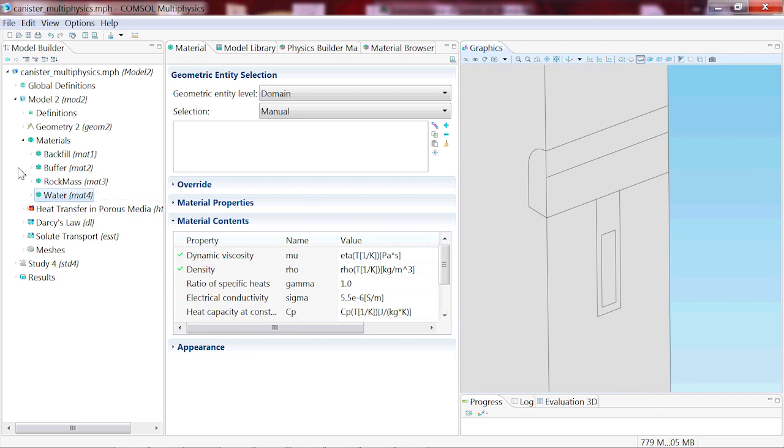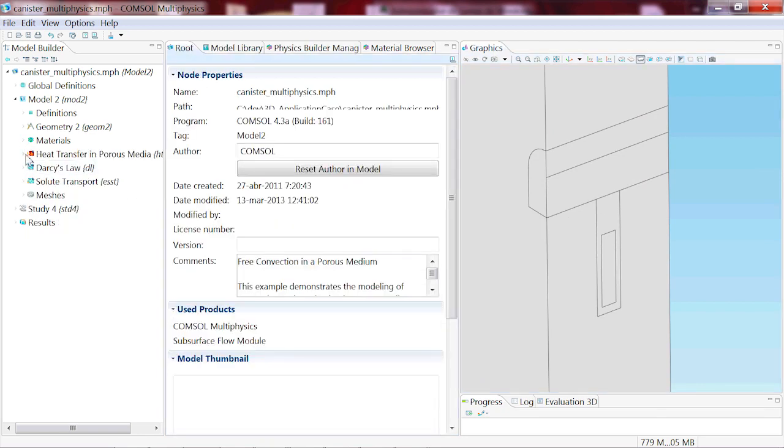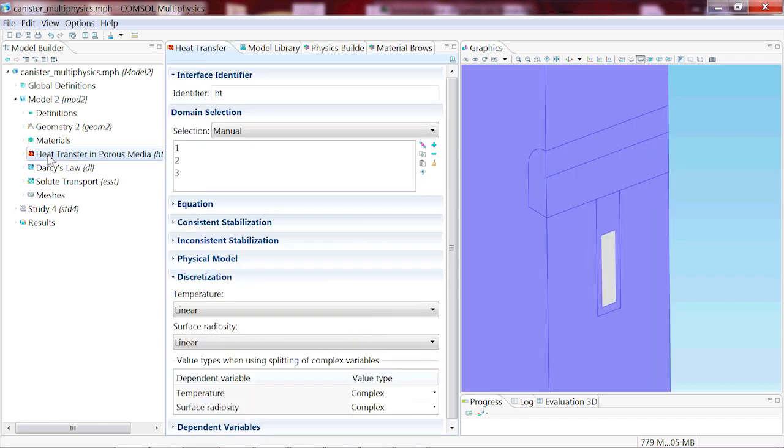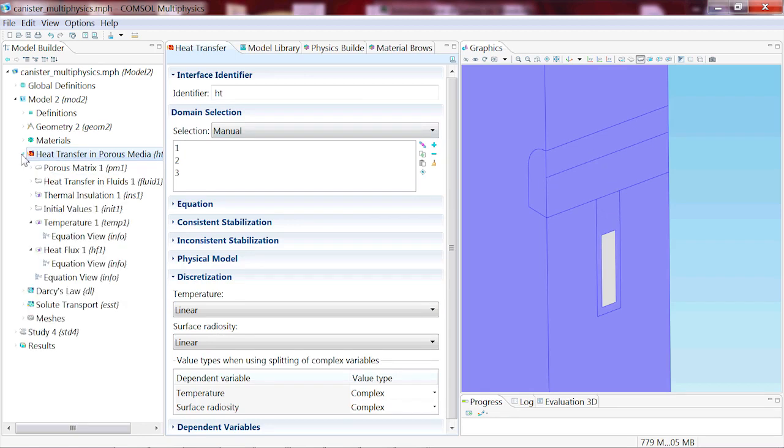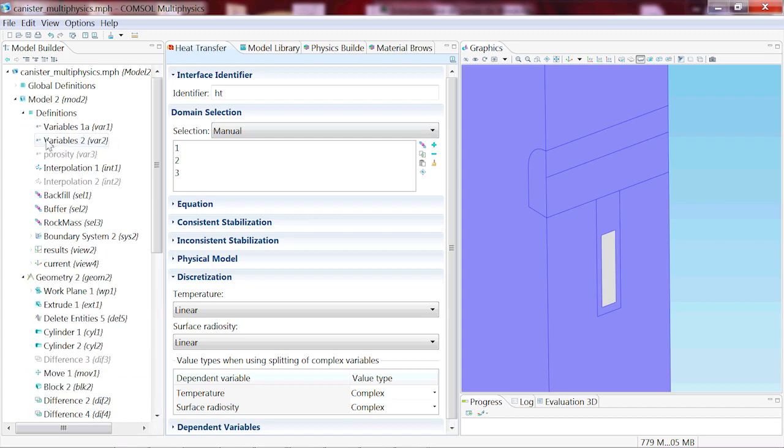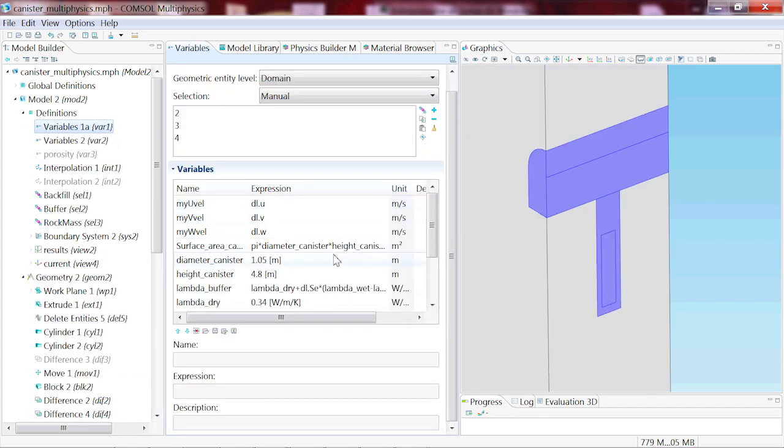We have included 3 physics. Let's start having a look to the heat transfer in porous media. It is implemented in the 3 domains. We have specified different parameters for each material. Note that some of these parameters depend on the water saturation degree. We have specified 2 fixed temperature boundary conditions.